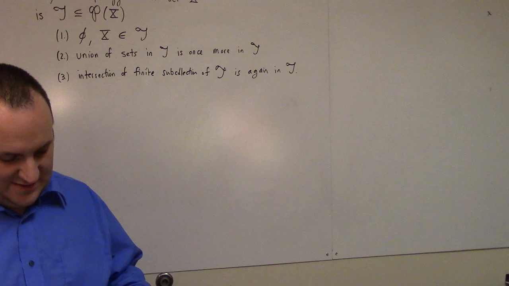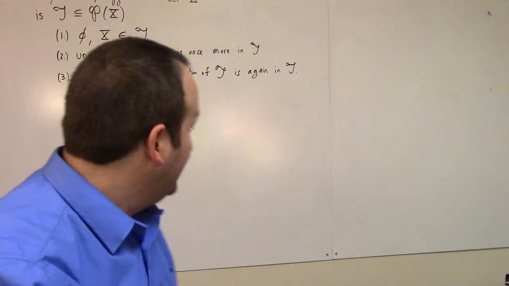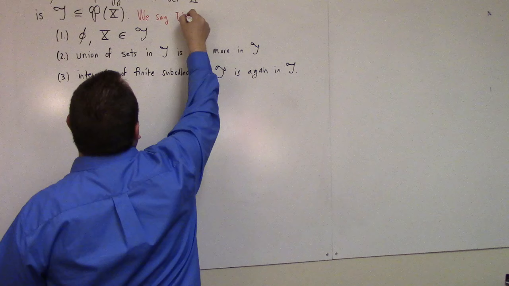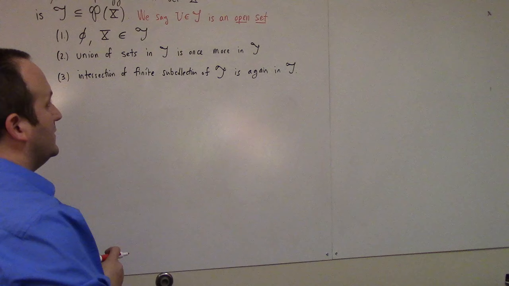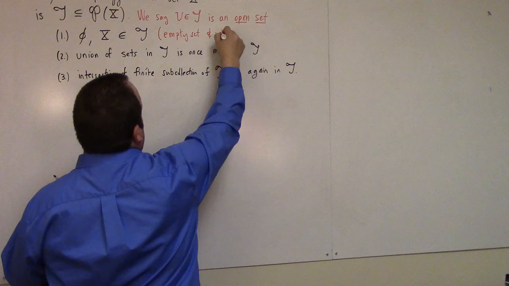Oh, there it is. I was wondering when he finally says that the things in T are open sets. But I'm going to say it now. We say an element of the topology is an open set. All right. So what that means, of course, is that axiom one really just says the empty set and the whole set are open, right?